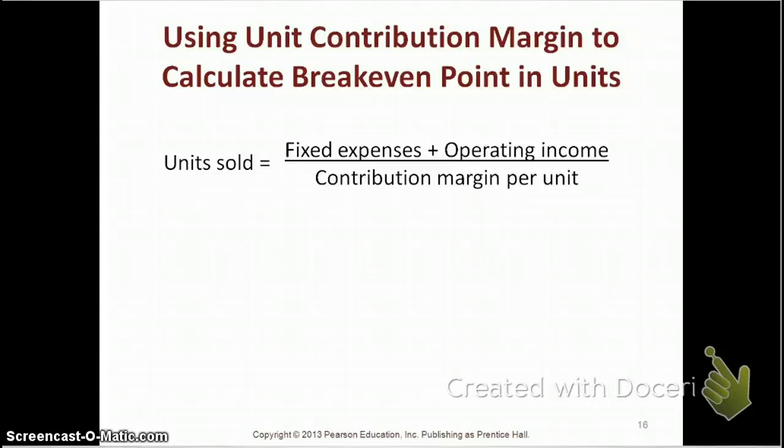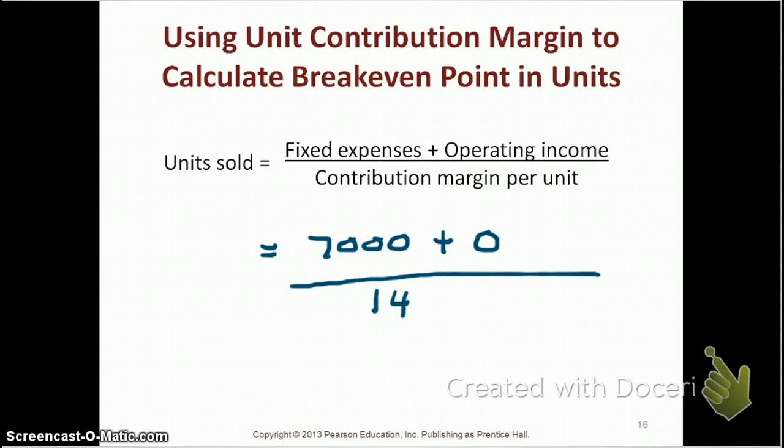We know our fixed expenses were $7,000, and at break-even point, our operating income is going to be 0. We divide that by our contribution margin per unit, if you remember, which we calculated earlier to be $14, which gives us our units sold to be 500 posters.